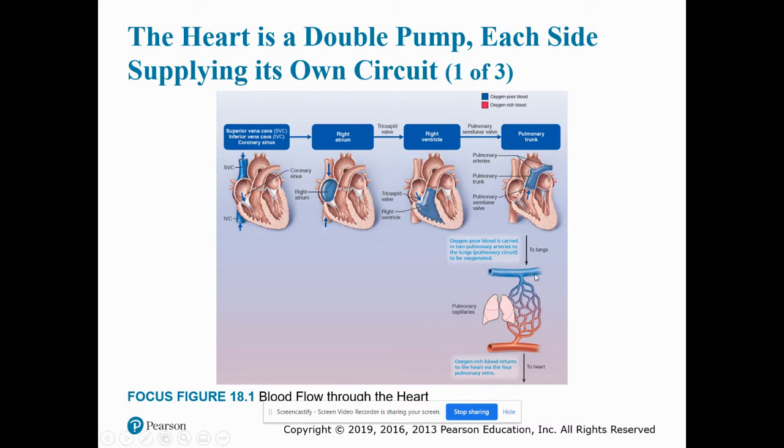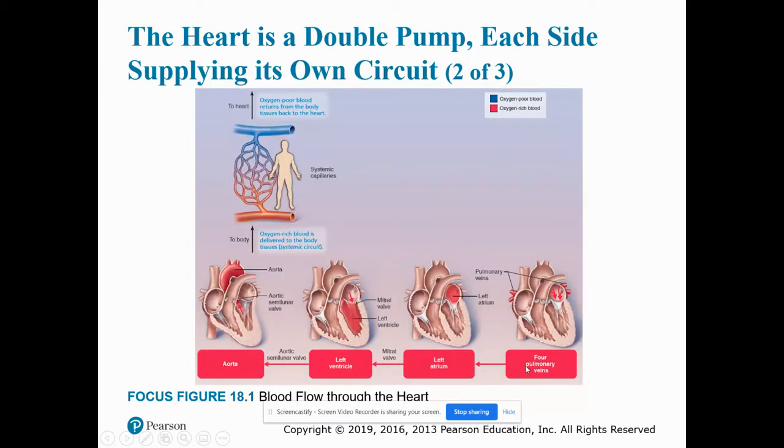And then again, blue usually denotes deoxygenated blood. So you're pumping deoxygenated blood to the lungs, where it's going to drop off CO2 and pick up O2, and now red denotes oxygenated. So here we have oxygenated blood, and it's going to go back to the heart. So we're going to pick up here, and we're going to deliver the blood back to the heart via the pulmonary veins. 1, 2, 3, 4.